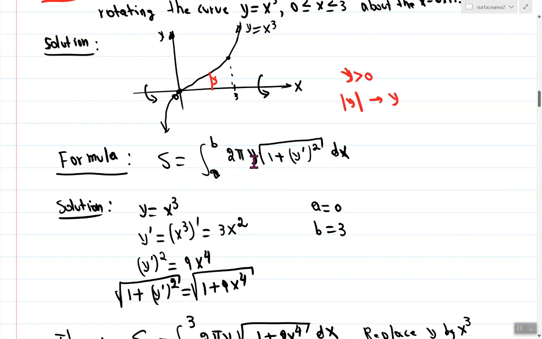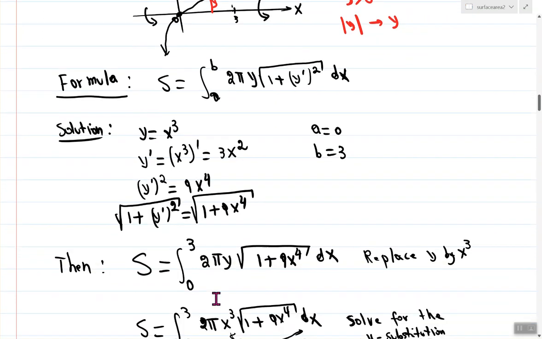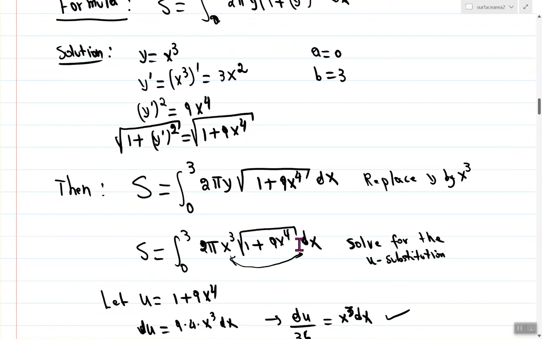Now here we have y, which is x cubed. So when we plug in, we have the surface area equals the integral from 0 to 3, so those are the interval a and b, of 2 pi y times the square root of 1 plus 9x to the fourth dx. But you cannot have two variables in the same integral, because this integral is with respect to the x variable. So we cannot see y. That's why we're going to replace y by x cubed, because y is x cubed. So when you look at this integral, everything is in terms of x, which is good.